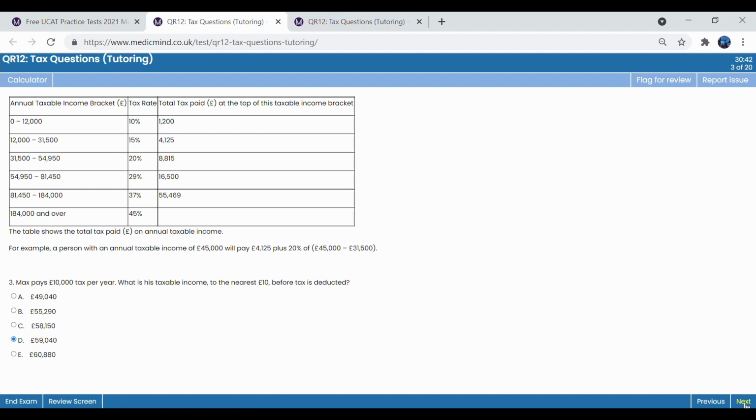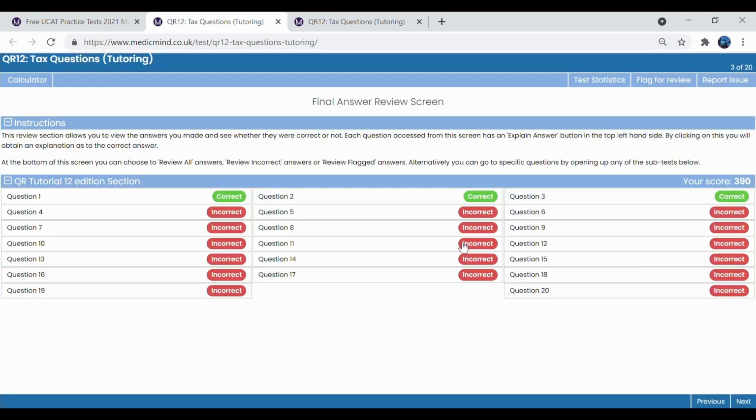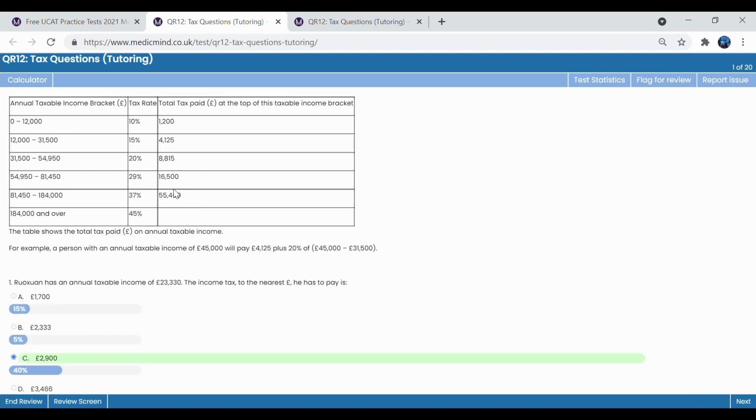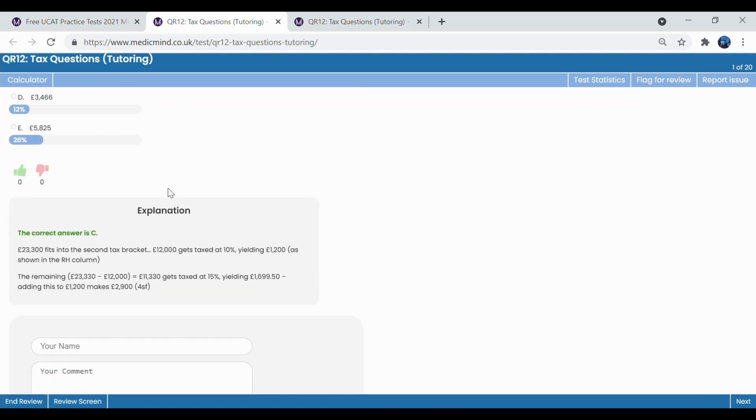Okay, so that's 3 questions for this section. So I can end this exam, close it, and okay, we got the questions right, so that's good. See here, yes, we understood. So 12,000 gets taxed. Yep.